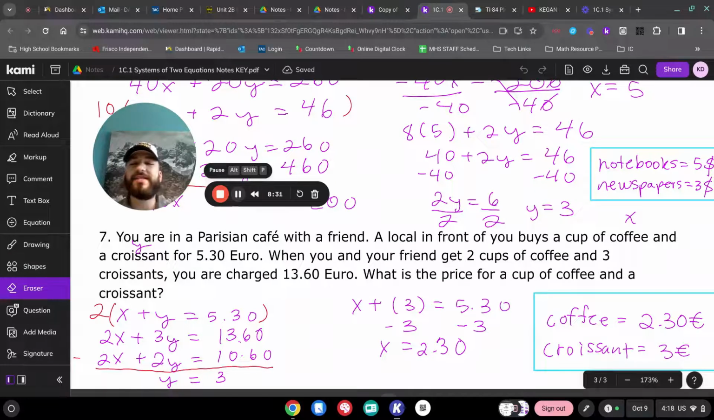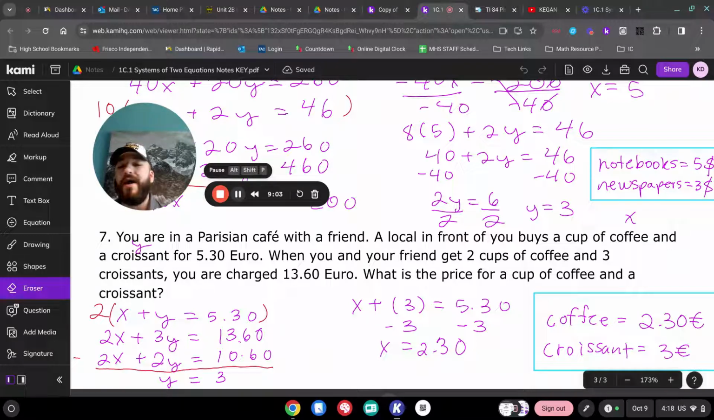All right, last but not least, number 7, we have a Parisian cafe that has cups of coffee, which we can make our x variable, and croissants, which we can make our y variable. It says you can buy a cup of coffee and a croissant for €530. So x plus y equals 530. And then our friend gets 2 cups of coffee and 3 croissants, and that costs €1360. So x plus y equals 530, and 2x plus 3y is equal to 1360.